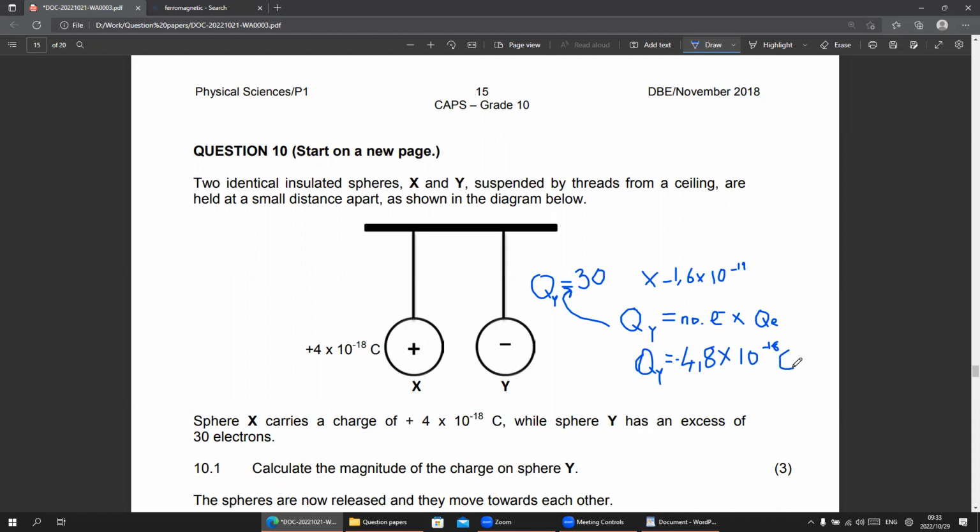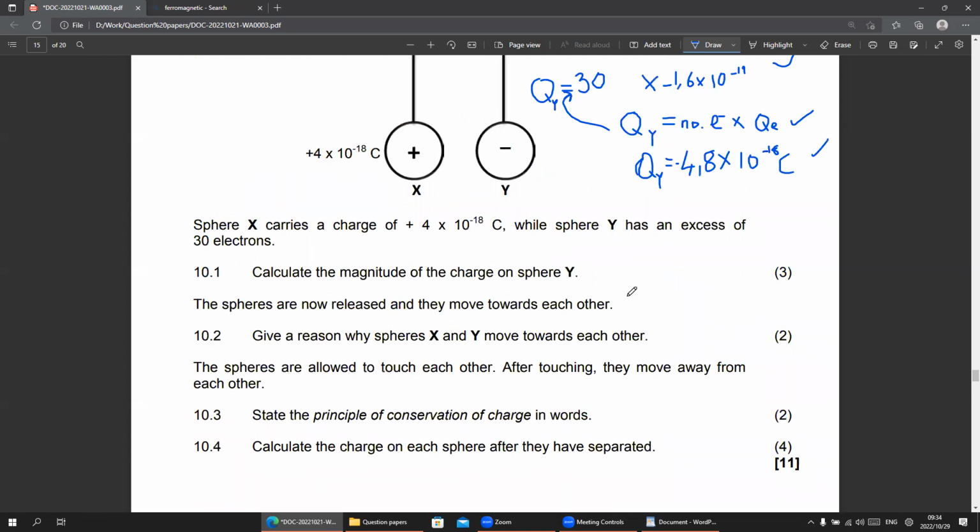So for 3 marks, your equation is a mark, your substitution is a mark, and your final answer with the magnitude is another mark. So always look at the number of marks they want to give you, so you can determine how many steps you need to have in your calculation.